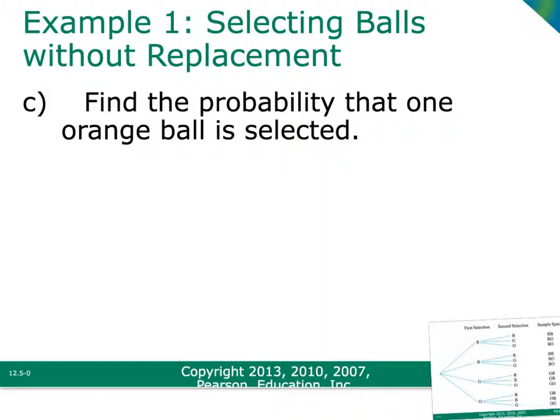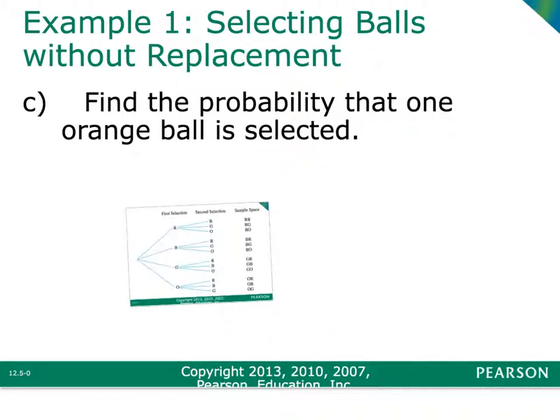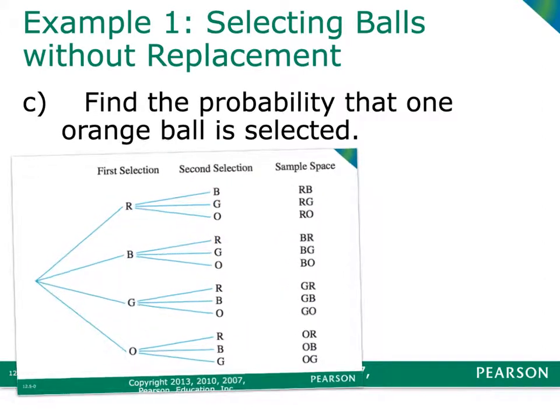Question C. Find the probability that 1 orange ball is selected. Remember when you're finding probability, you want the number of favorable outcomes divided by the total number of items in the sample space. The easiest way to do this is to look at the tree diagram that you just created. I have a picture of the tree diagram here.